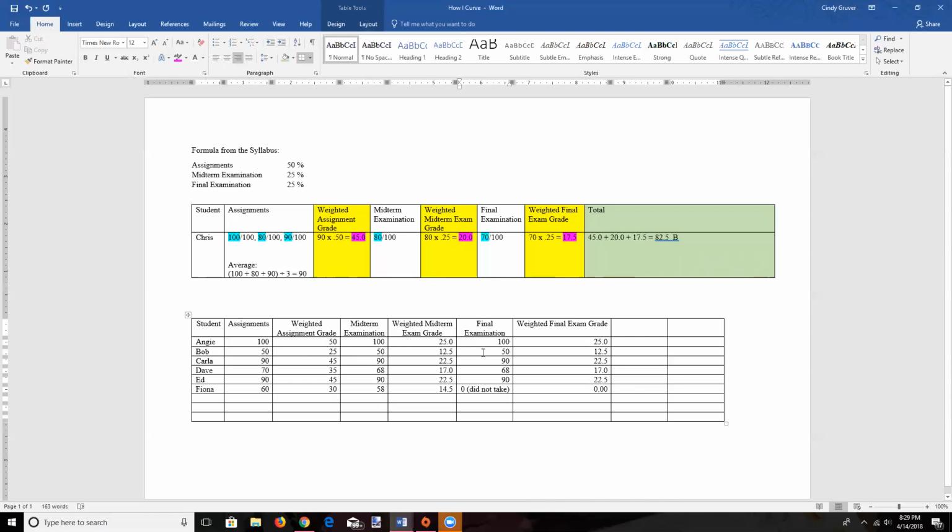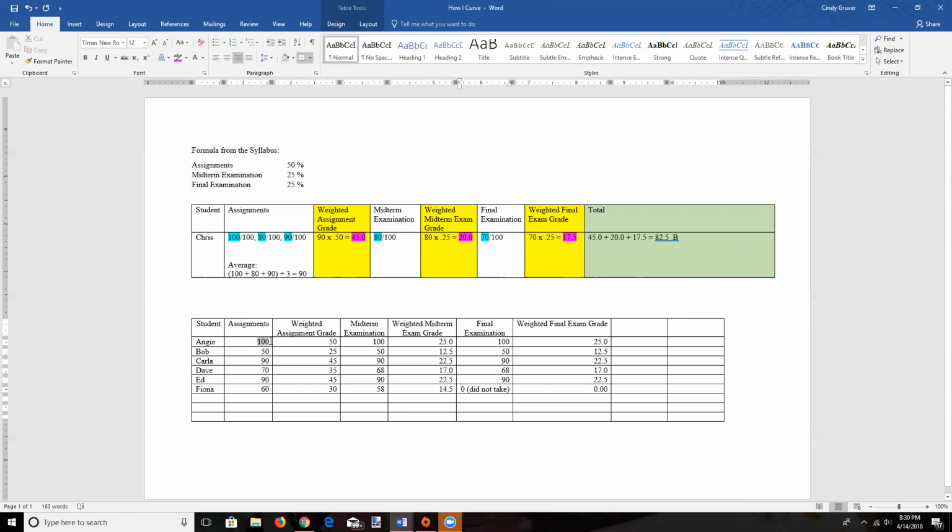He only got a 50 on the midterm and a 50 on the final exam. So you can see as we go through all of the grades, virtually all of them are divisible by 10. That's not really realistic, but I wanted to keep the number simple so we could spend more time on the calculation and less time on doing some more challenging arithmetic.